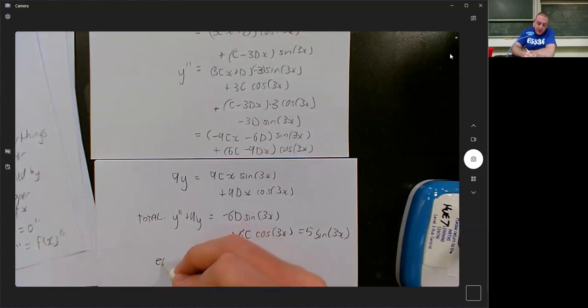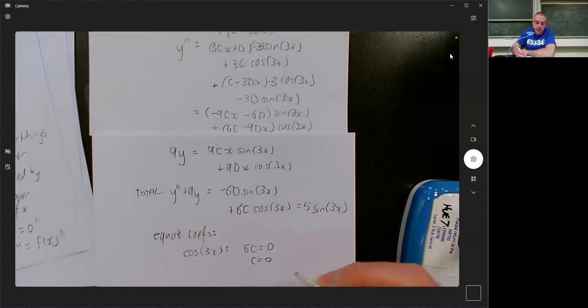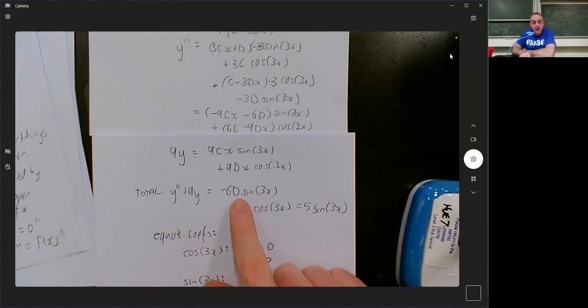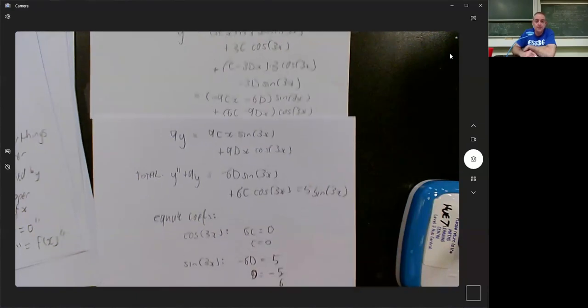So I'm going to equate coefficients again, but this time it's going to be the coefficients of sine and cos. So my cos 3x on the left here is a 6c, and on the right here is a 0, and so the c is 0. And the coefficient of sine of 3x on the left here is a minus 6d, and on the right here is supposed to be a 5, so d is minus 5/6.